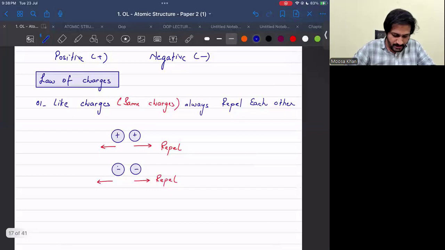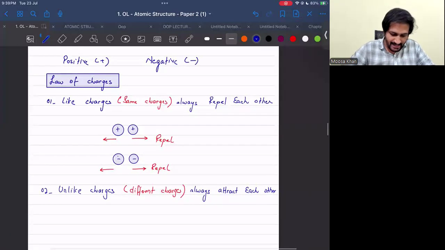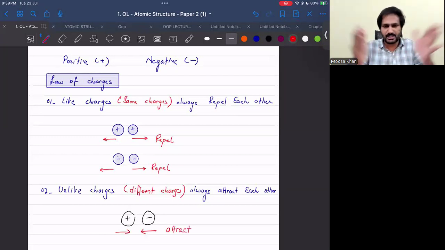Similarly, the second statement for the law of charges is that unlike charges. And what does unlike mean? Unlike means different charges. Unlike charges or different charges, they always attract each other. What does that mean? For example, if we have a positive charge in front of a negative charge, a positive charge and a negative charge will always attract each other. So these two charges will always attract each other. Means they will move closer to each other. That's it.